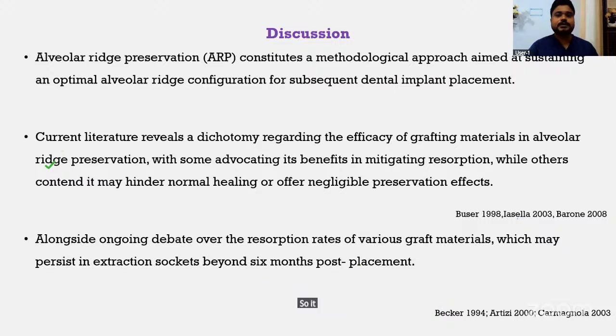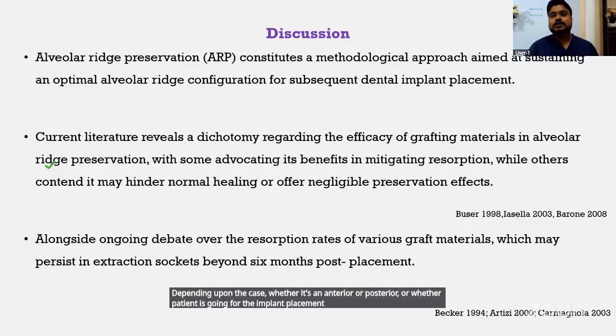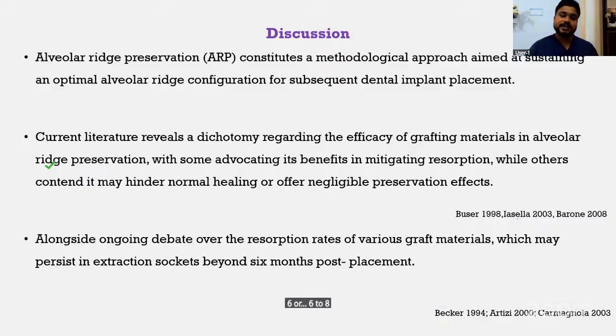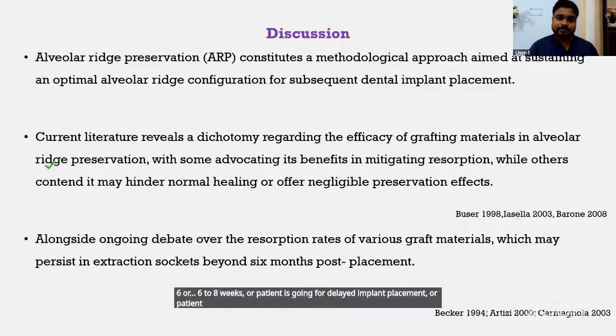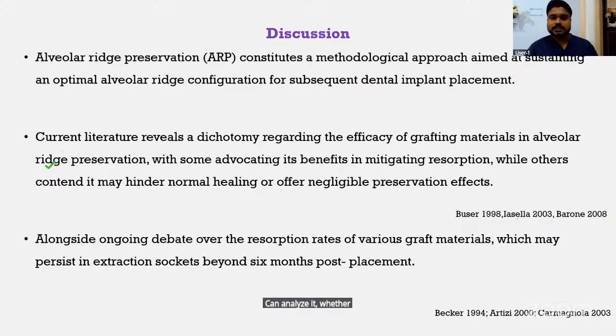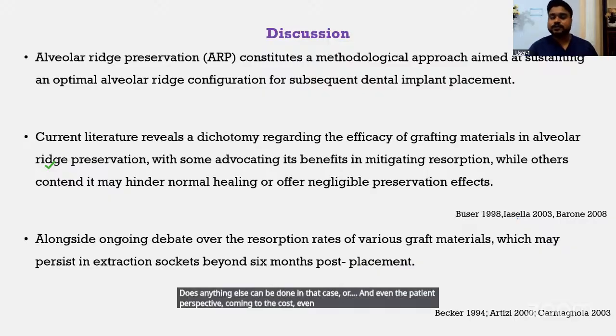So it again depends upon the case, and even depends on three things: the case, the clinical decision of the doctor who is operating, and the patient. Depending upon the case, whether it's anterior or posterior, or whether the patient is going for implant placement after 6 to 8 weeks, or delayed implant placement, or only wants an FPD, or whether the clinician can analyze if he requires to preserve it now, or whether anything else can be done in that case. And even the patient perspective, coming to the cost, has to be discussed with the patient.